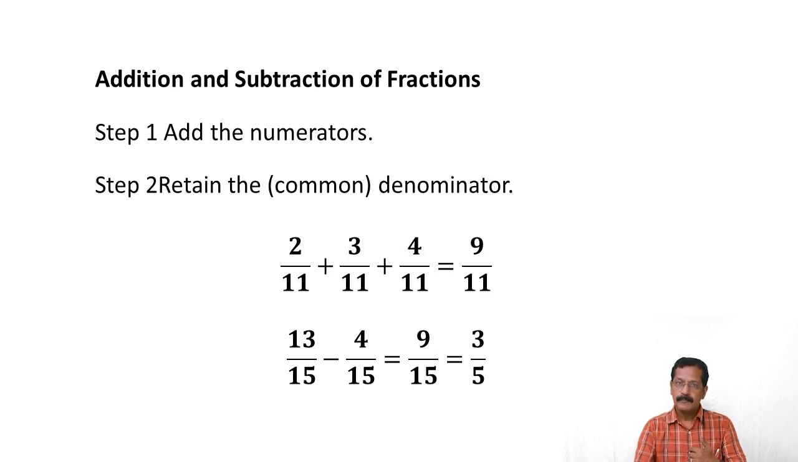Another example, subtraction, 13 by 15 minus 4 by 15. See, the denominator is 15, so 13 minus 4, and that is 9. So the answer is 9 by 15. We can make it into the simplest form, that is 3 by 5.